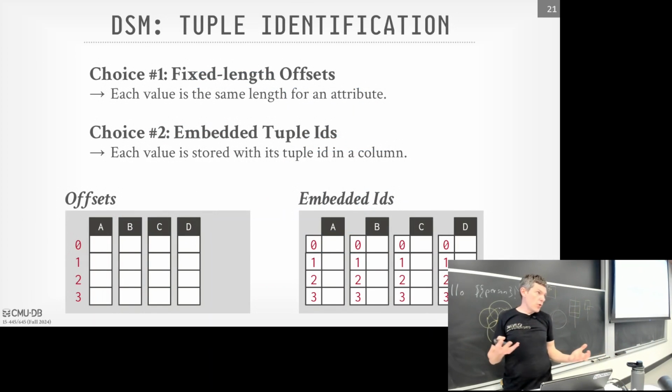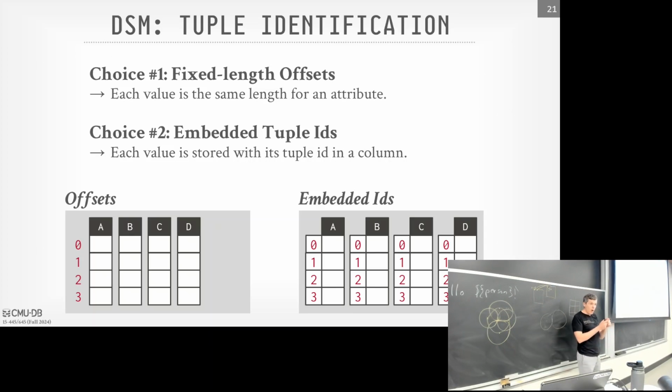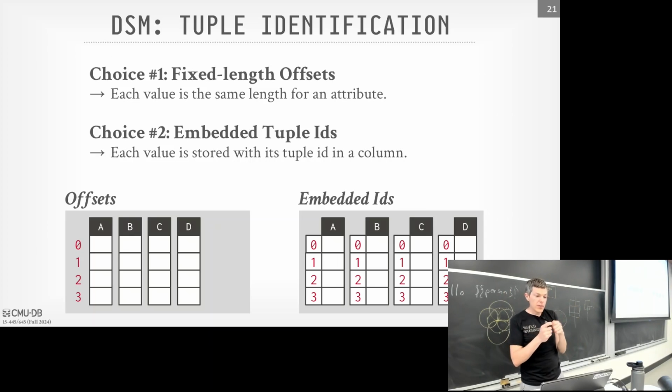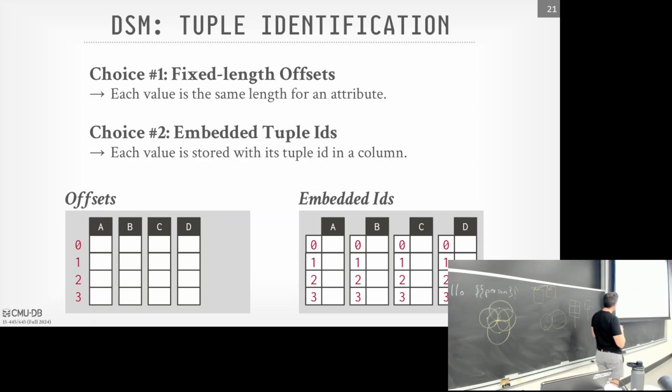There are basically 2 approaches. One is that we just use fixed-length offsets for all the values within a column, and we know that logically tuple 1 is at offset 1 in each of these columns. Because the values within each column will always be fixed length, like 32-bit integers or 64-bit integers, we can do simple arithmetic to find the offset we need to get the value for a given tuple we care about. This is the most common approach, and pretty much everyone does this.